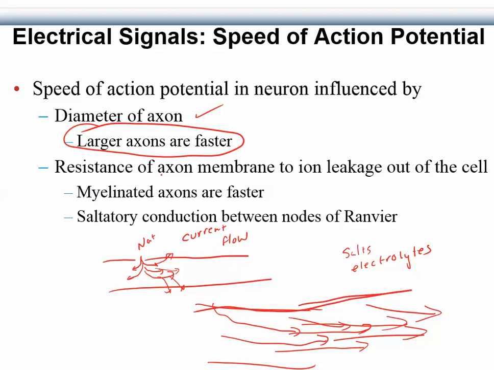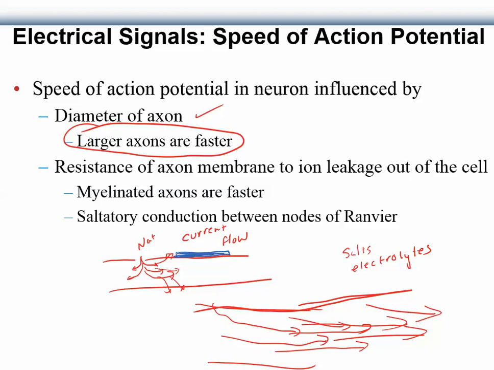Resistance of the axon membrane to ion leakage: again, if it starts to move out and it leaks, then you're going to lose that signal and it's going to fade. So what does that mean for myelin? We've been talking about myelin. We talked about the oligodendrocytes, and we talked about the Schwann cells.